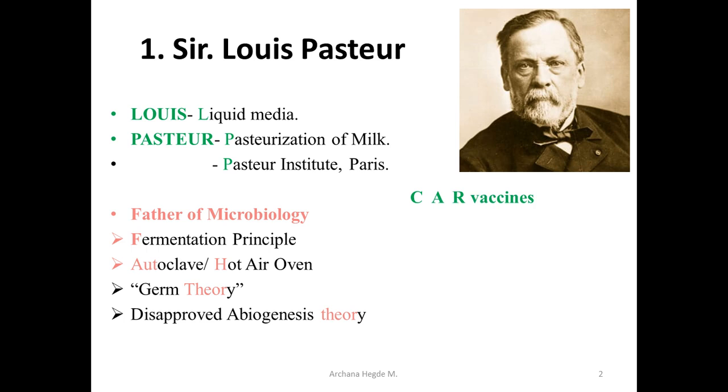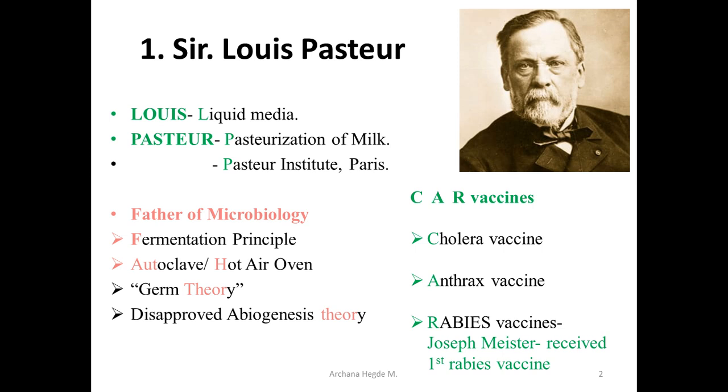Coming to the vaccines, he gave us three vaccines called CAR vaccines, where C represents the cholera vaccine, A represents the anthrax vaccine, and R represents the rabies vaccine. The rabies vaccine was first given to Joseph Lister, who received the first rabies vaccine.